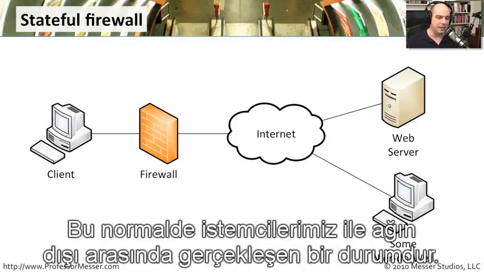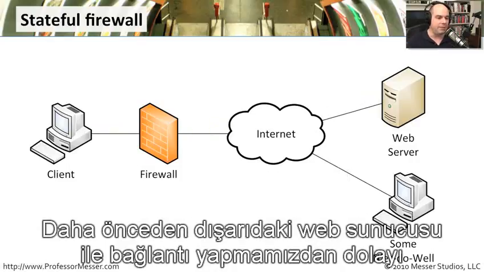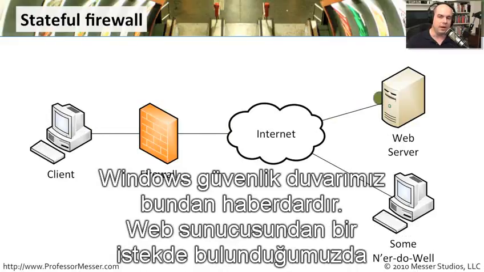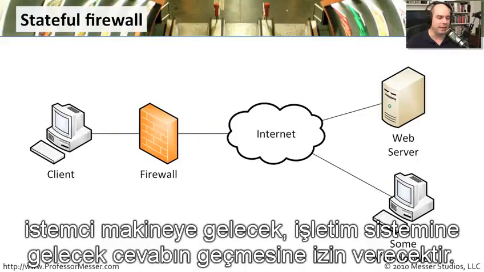What's normally happening is our client is out here on the network and it's communicating back and forth perhaps to a web server somewhere out on the big bad internet. And because we have already made this connection out there to the web server, our Windows Firewall is stateful. It recognizes that we've made a request out to that web server, and it knows that if it receives a response back from that web server, it will allow that to flow back into the client machine, into the Windows 7 operating system.